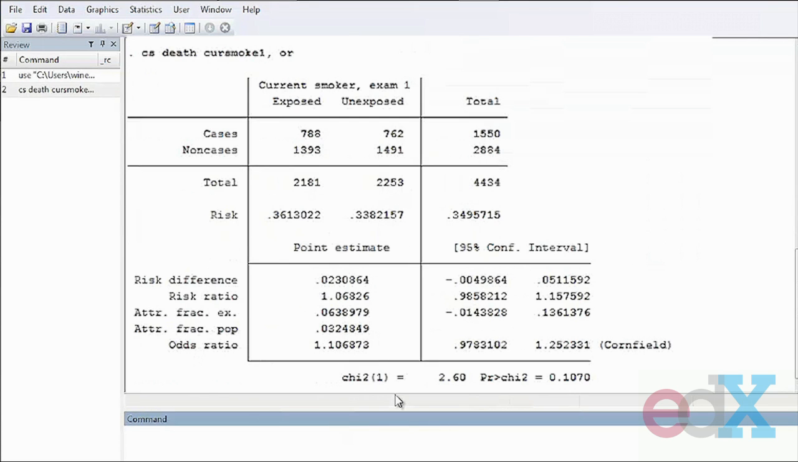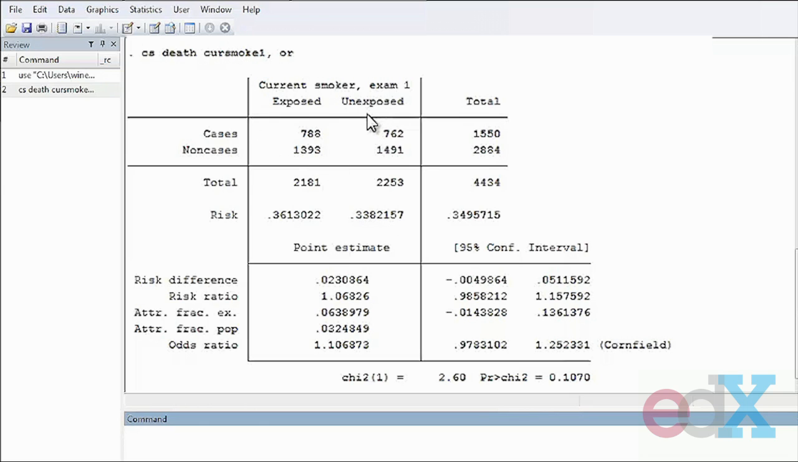Click OK. And as you may remember from the last session, we looked at the risk of death among smokers, and we said that it was the 788 cases out of the 2,108 smokers gave us a risk of 0.36. And then among the non-smokers, the risk of death was 762 cases out of the 2,253 non-smokers, leading to a risk of 0.34. And again, now we can take this one step further. We have these measures of disease frequency, we have these risks, and now we want the measure of association between the risk of death in the smokers compared to the risk of death in the non-smokers.